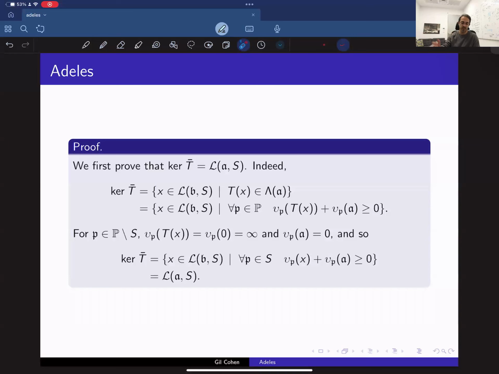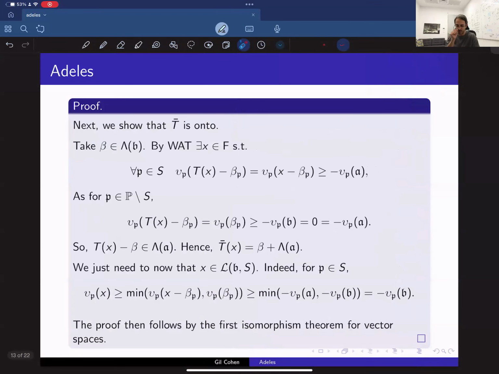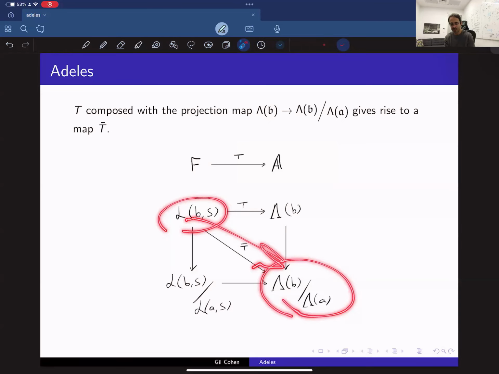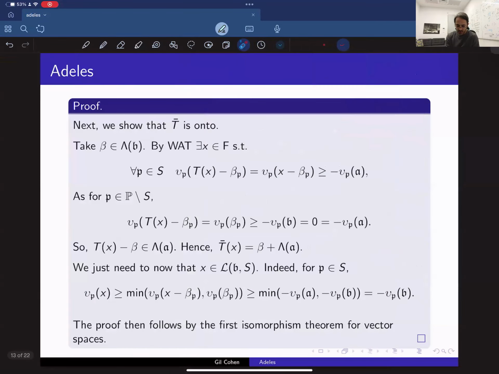Now we need to prove it's an onto map, it's an epimorphism. So let's show that T bar is onto. So if you go back to the picture again, given a coset here, we want to find an X that's mapped to that coset, right? Okay, that's a bit more tricky. So let's take an element in lambda B to start with.